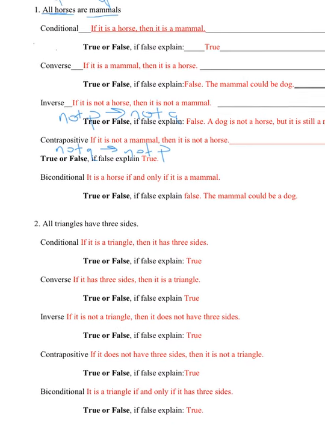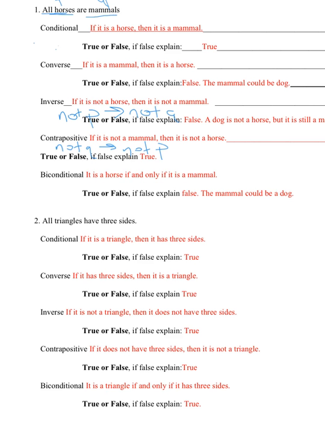Biconditional, remember it's the hypothesis, if and only if, and then the conclusion. No if-then, just one if and only if the other. And for that to be true, you need both the conditional and the converse to be true, right?